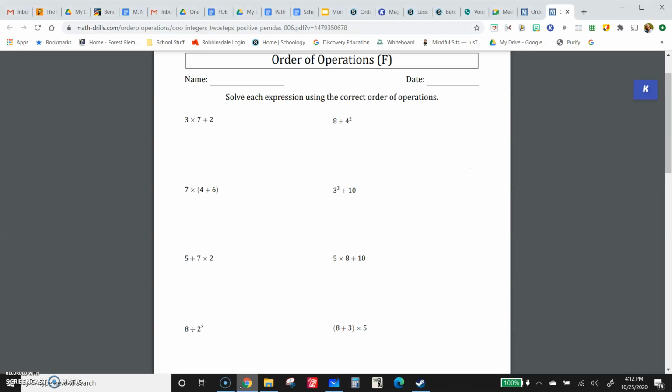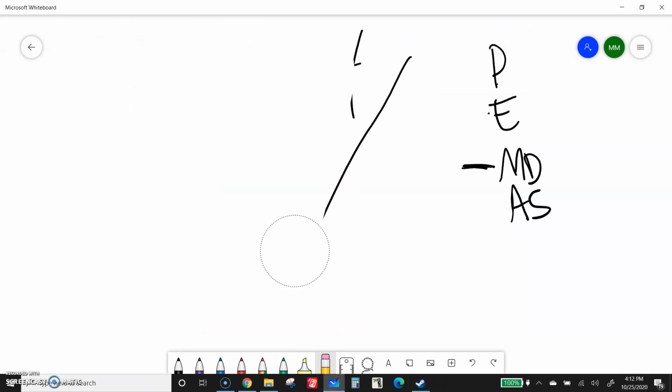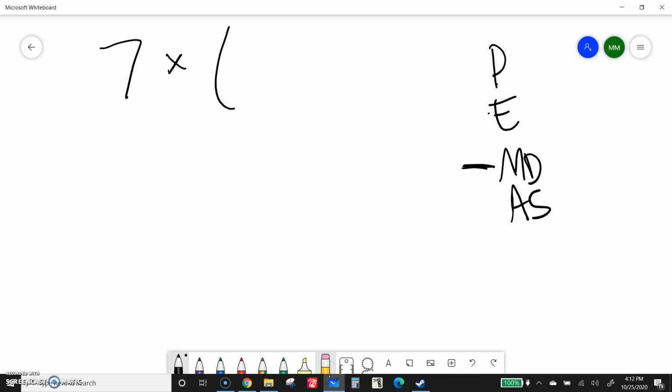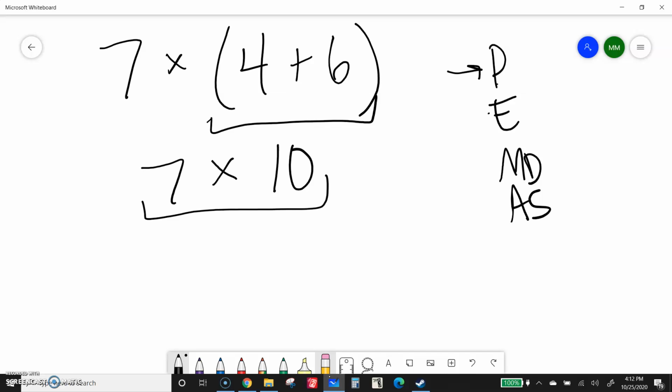Let's see. I'm just going to use this for some other ideas. All right. If I have 7 times 4 plus 6. Okay, so now I do have parentheses, so I'll start there with what's in my parentheses. 4 plus 6 is 10. Then I have 7 times 10 equals 70.